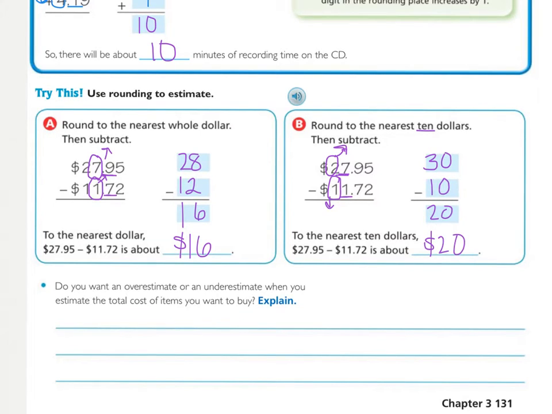And you can see that if we rounded $16 to the nearest $10, it would be 20. Do you want to overestimate, that means basically to round up, or an underestimate, where you've rounded down, when you estimate the total cost of items you want to buy? Say you have a limit. Do you want to round up all of the money or prices, or do you want to round down when you are trying to figure out if you have enough?